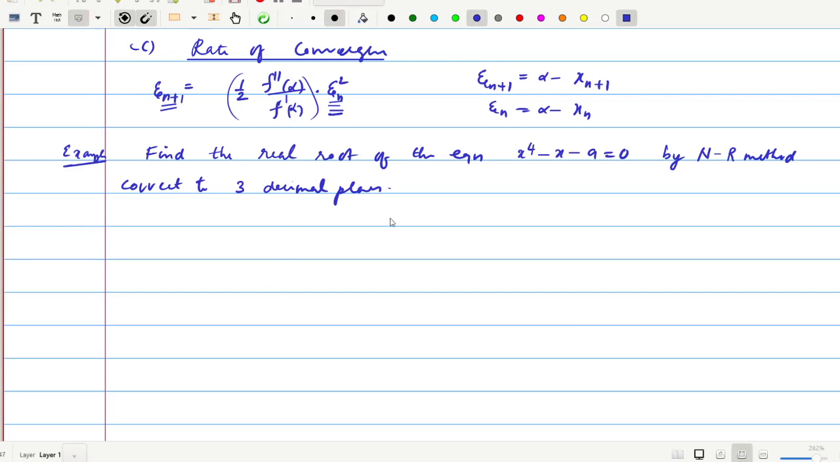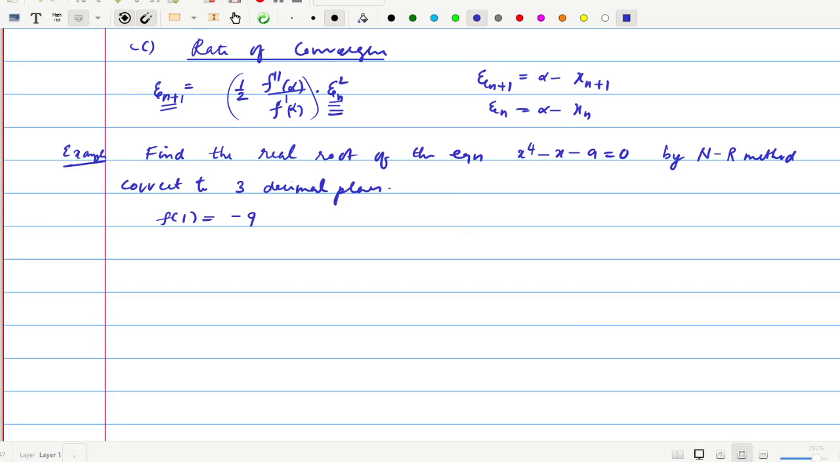Find the real root of the equation x raised to 4 minus x minus 9 equal to 0. First of all, we need to get the initial approximation. So first we evaluate f of 1. You will get the value as minus 9, since the first two terms cancel, 1 minus 1 is 0.